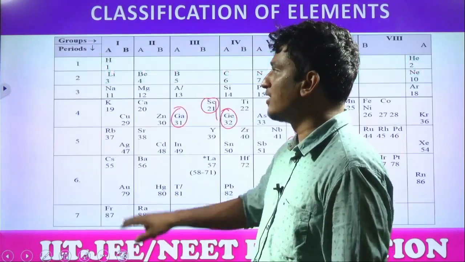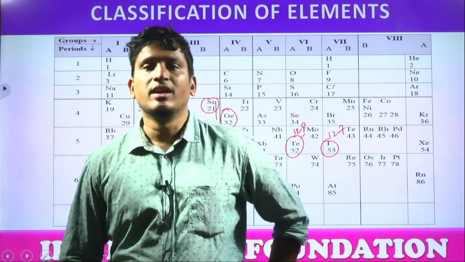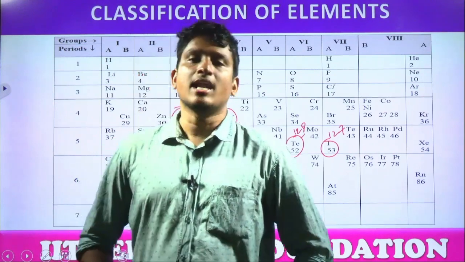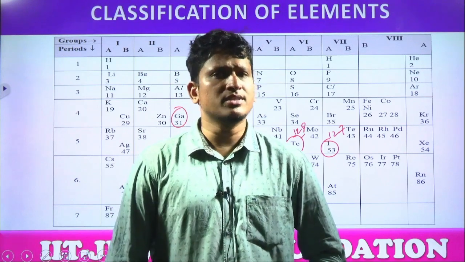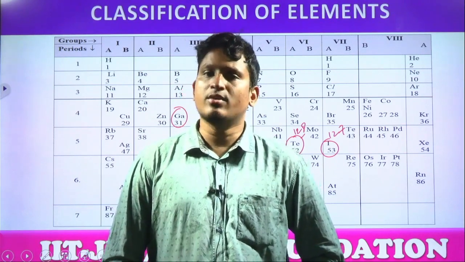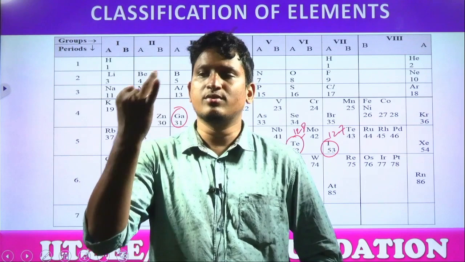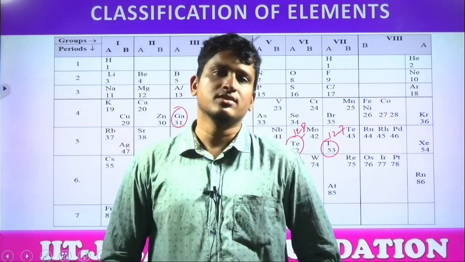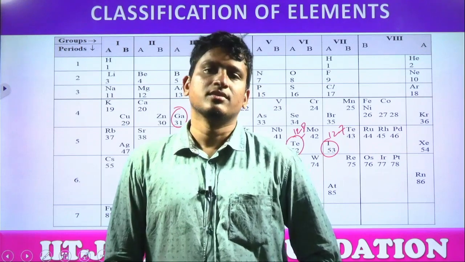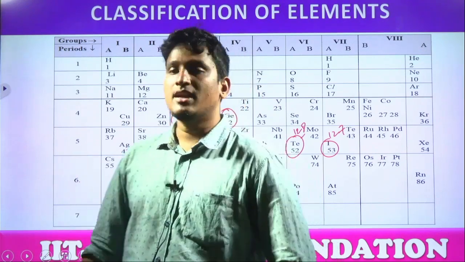Position of isotopes also. Isotopes, as we discussed in the structure of atom topic, are atoms with the same atomic number but different mass number, right? Different mass number means they have different masses. Hydrogen has 3 isotopes: protium, deuterium, tritium. Protium mass is 1 gram, deuterium mass is 2 grams, tritium mass is 3 grams. Yes or no?